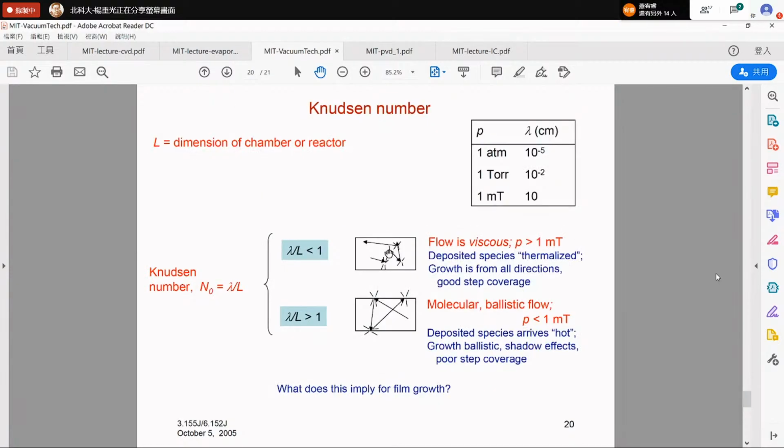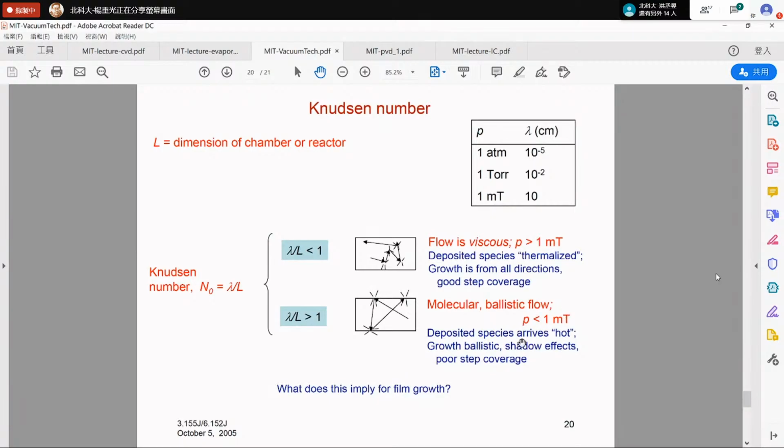The way we know how to control it is back to the Knudsen flow. You remember I mentioned the Knudsen number, which is the mean free path divided by the length of the reactor. If the Knudsen number is less than 1, the flow is viscous. If the Knudsen number is larger than 1, this is a molecular flow.